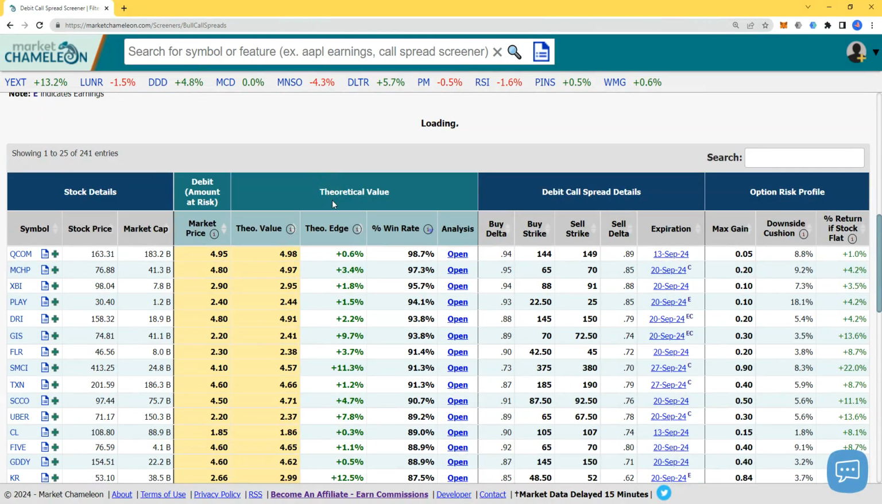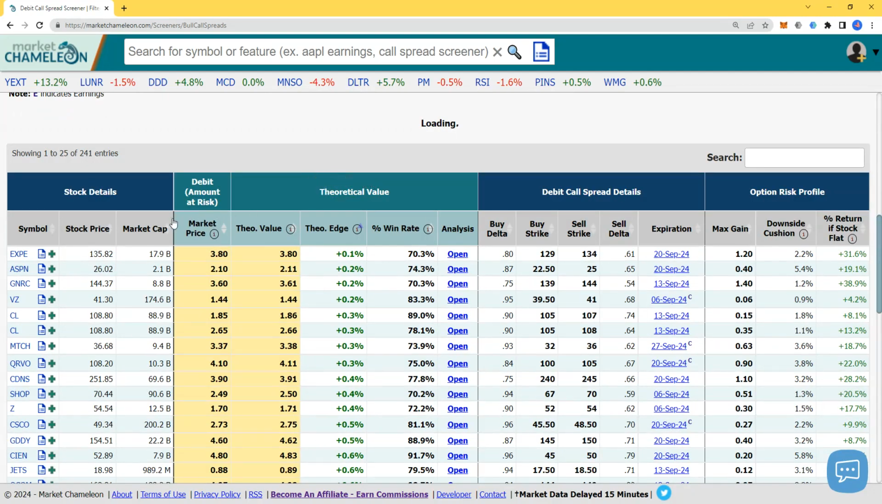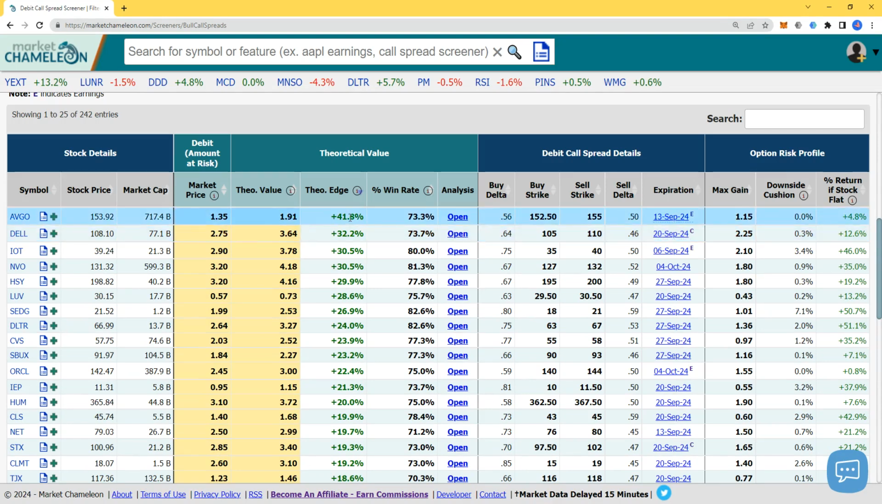Now, if we change this by theoretical edge, let's see what we got. Okay, and you can play with the market cap just for the market leaders and all that. But if we change this, you see here Avago, I think they have earnings today. Price today 153.9. And it tells you the debit call spread, you see 41% edge, 73% win rate. So you pay for the debit 135 compared to 191. Interesting. So that's like $60 savings. And it tells you basically buy the 152.5, sell the 155.